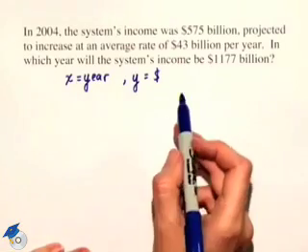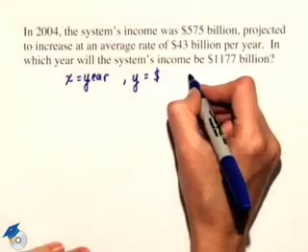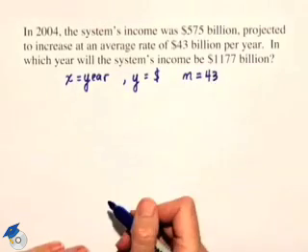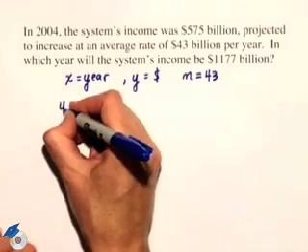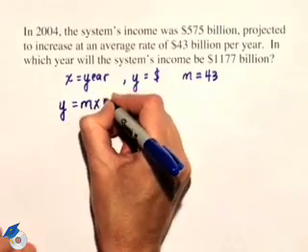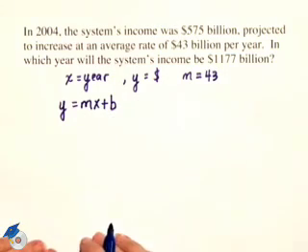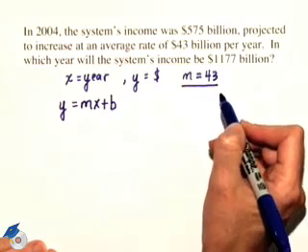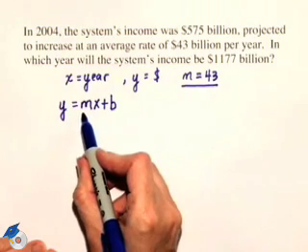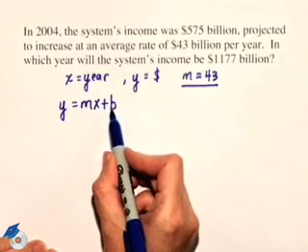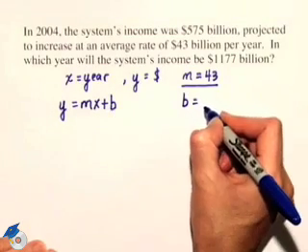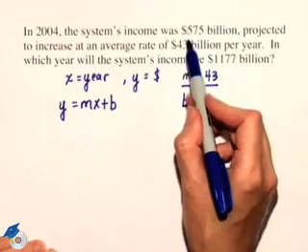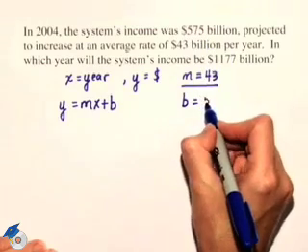Since we have an average rate of increase of 43 billion per year, we could think about that as being our slope or our rate of change, 43 in billions of dollars. So we can create a linear equation, y equals mx plus b, and put in the values that we know. We know our m, our slope or our rate of change, is going to be 43 billion per year. So we can substitute 43 in for m. We also know b, because b is just the y-intercept. b is equal to 575, which represents the y-intercept in the year 2004, corresponding to when x is equal to 0.